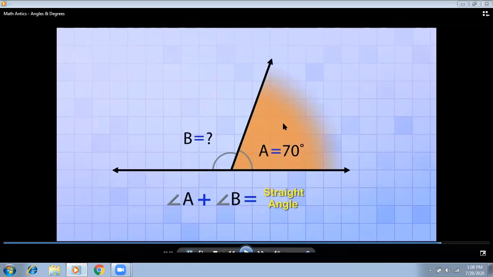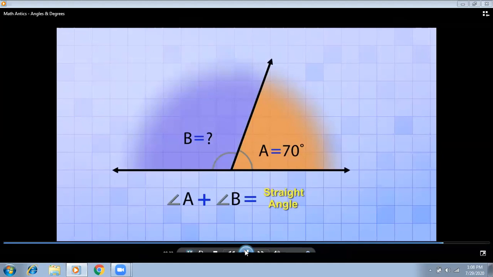So here also, one angle is the known angle, that is 70 degrees, and another angle is an unknown angle. But we know that in supplementary angles, the sum of both the angles is 180 degrees. So we'll apply the same formula as we have done with the complementary angles.